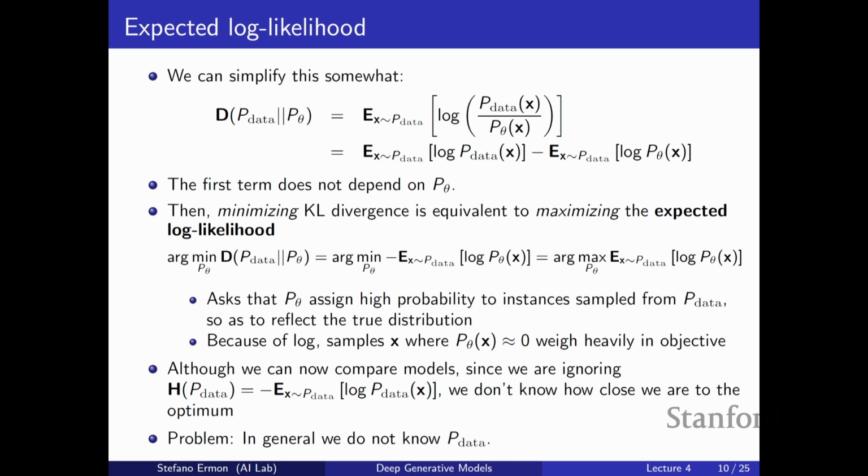Now, one further problem is that this quantity here still involves an expectation with respect to the data distribution, which we still don't have access to. So you still can't optimize this quantity.